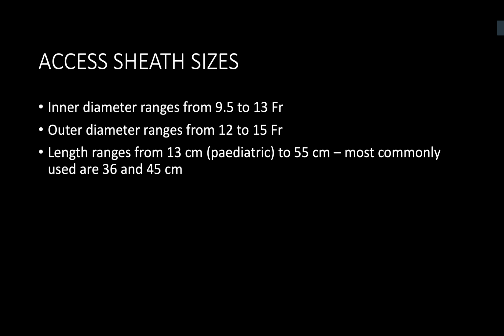And what type of access sheath do you use in your daily practice? So I commonly use a 45 centimeter sheath with the diameter ranging from 11 to 13 French. But depending, I also use a 35 centimeter sheath if the ureter is shorter, or if I have a female patient, where the urethra is shorter too.